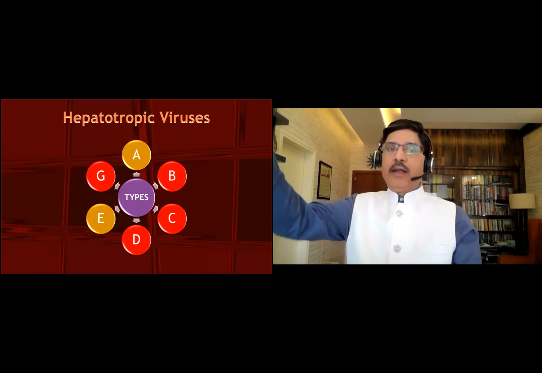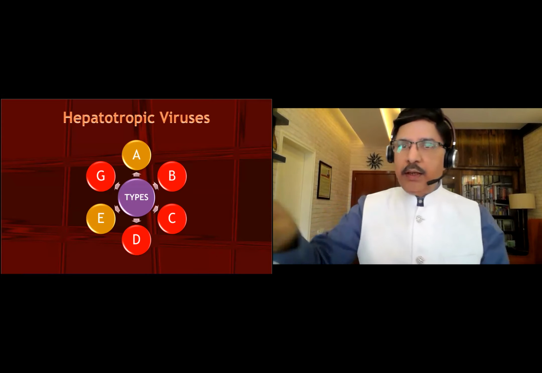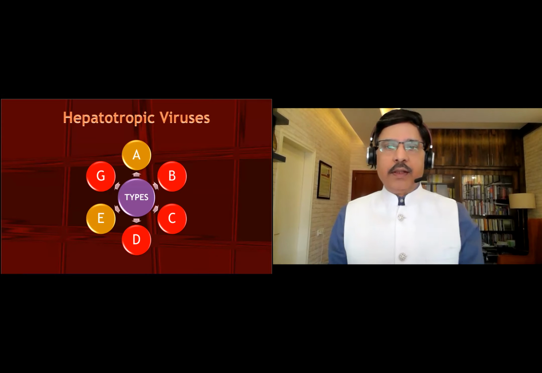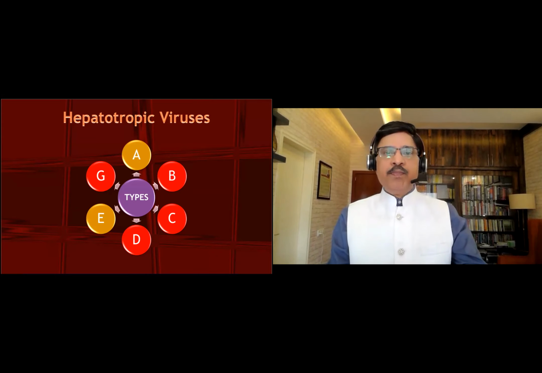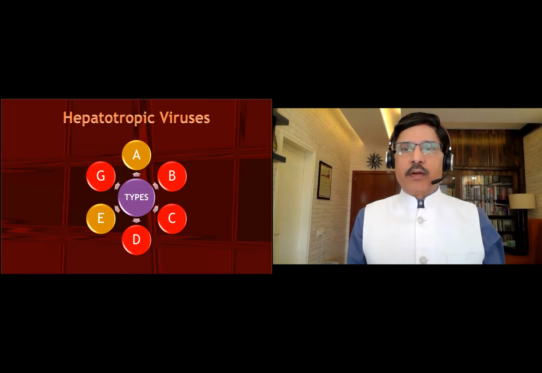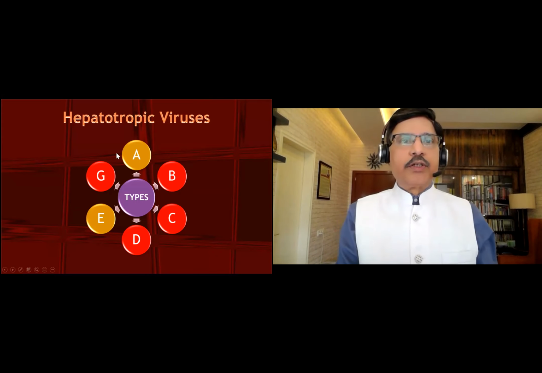So we have the hepatitis viruses. What are they? The A, B, C, D, E, and G. F is not there in human beings. So the ones which are marked red are the hematogenous hepatitis, and the brown ones are through the fecal-oral route, A and E.